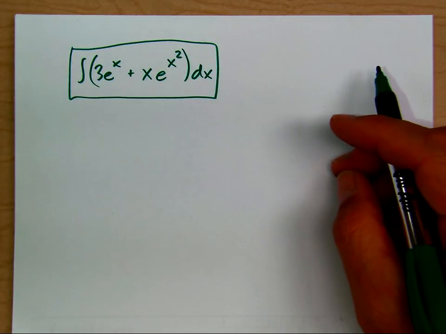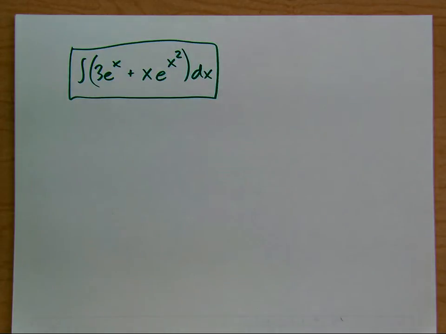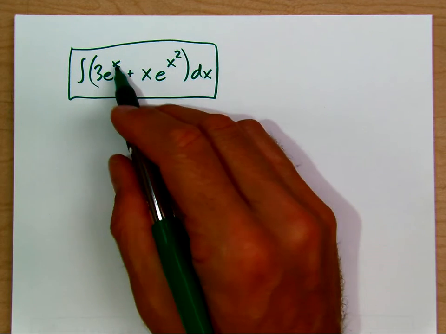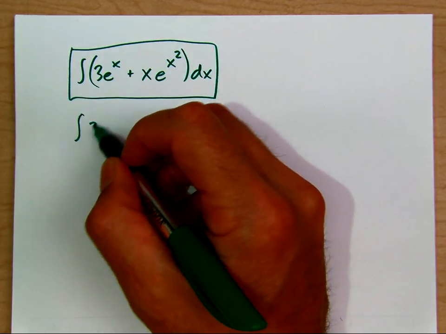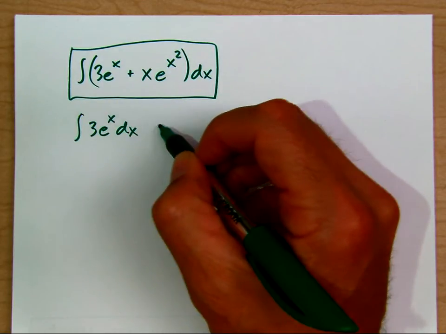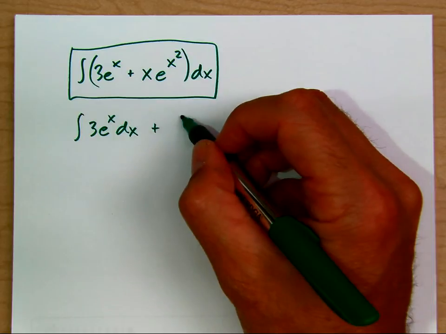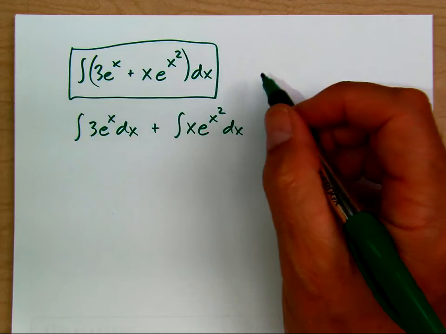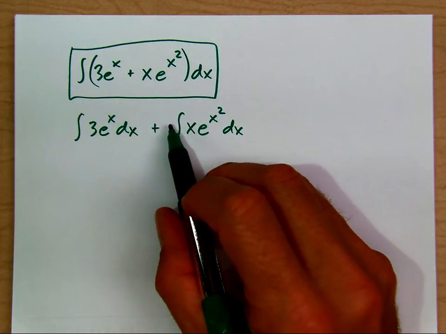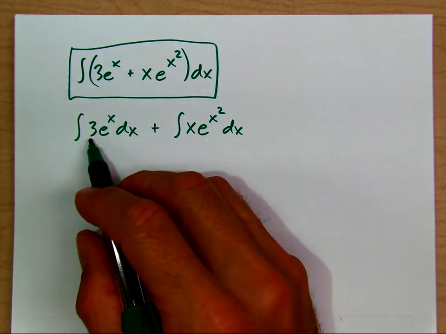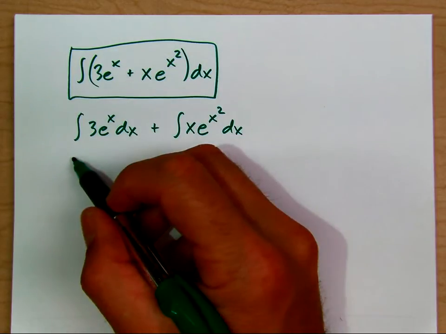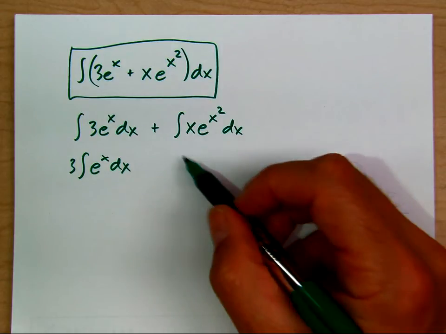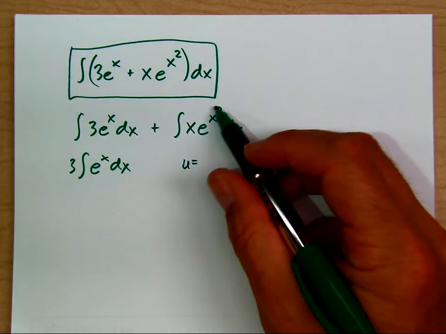All right, pause the video and try that one. We do have separate inside functions, so we can break it up into two integrals. And remember that the variable cannot go on the outside, but the constant factor can go on the outside. So we could say this is that. And then over here we have to substitute.